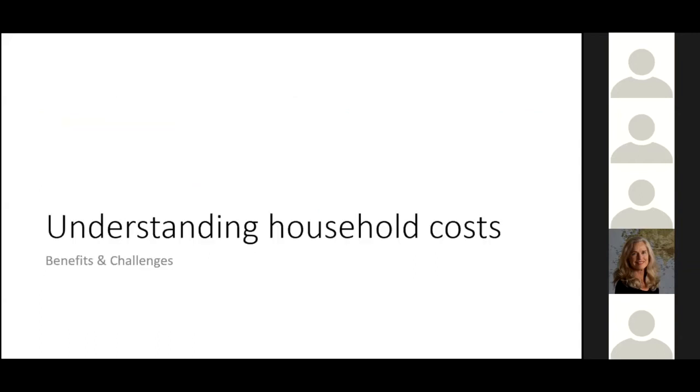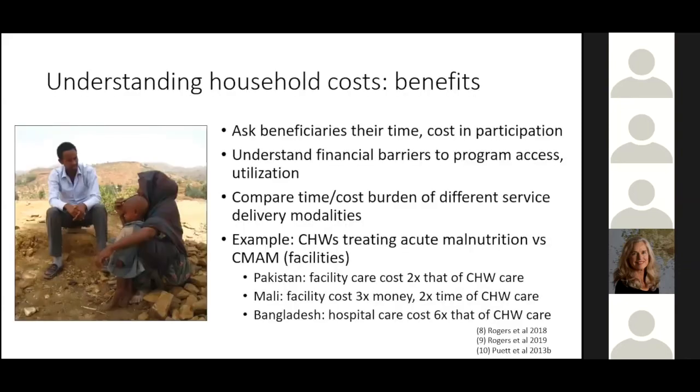So I'm going to switch gears a bit now from these broader considerations about multisectoral nutrition and now discuss a specific methodological aspect of economic analysis, which has a lot of policy relevance. As we continue to build the evidence base, we should keep in mind the key role that household costs play in understanding the economic implications of multisectoral nutrition interventions. So when we talk about measuring household costs, this means asking program beneficiaries about their time and cost in participating in a program. We've discussed this throughout our presentations today.